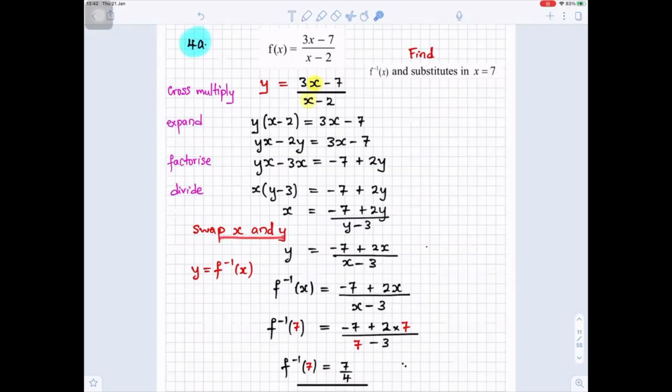Finally, we can swap x and y. So you get the new expression, and that y now is your f inverse of x. So to get f inverse of 7, you replace x with 7. So wherever you see x, you put 7. So it becomes minus 7 plus 2 times 7 over 7 minus 3. So f inverse of 7 gives you 7 over 4.